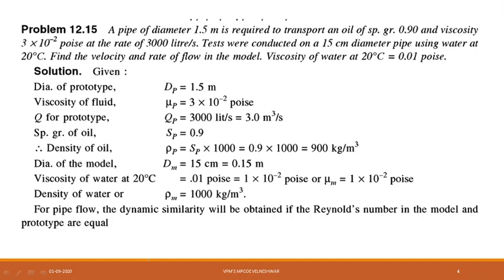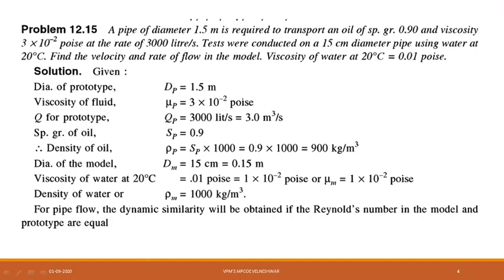Tests were conducted on a 15 centimeter diameter pipe using water at 20 degrees centigrade. Means they have done a small test here. Here the rate is 3000 liter per second, diameter is 1.5 meter, and every value is there. Now what we have to find here is the velocity.